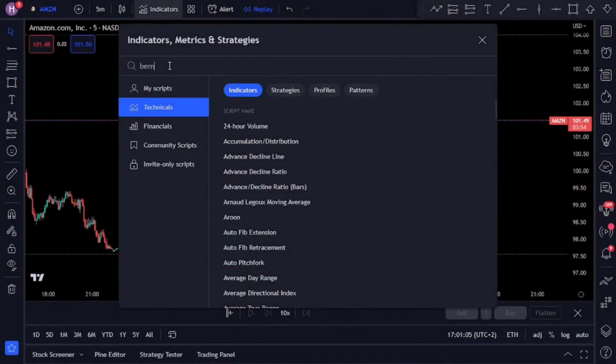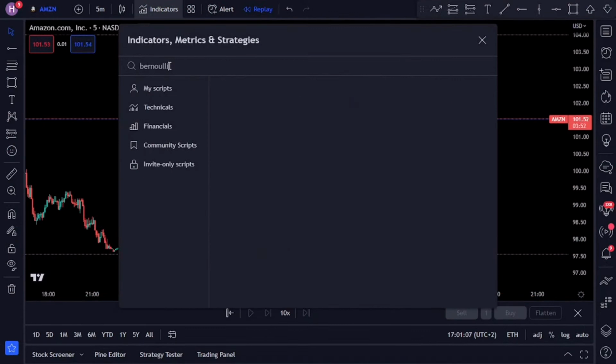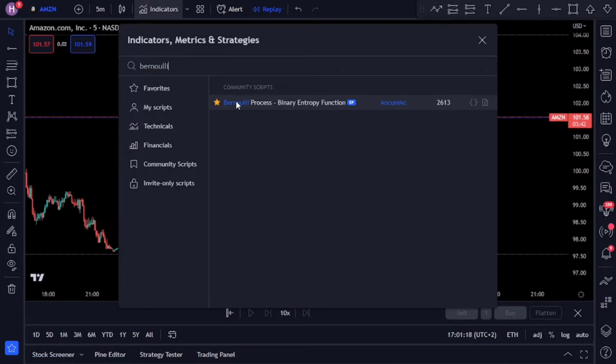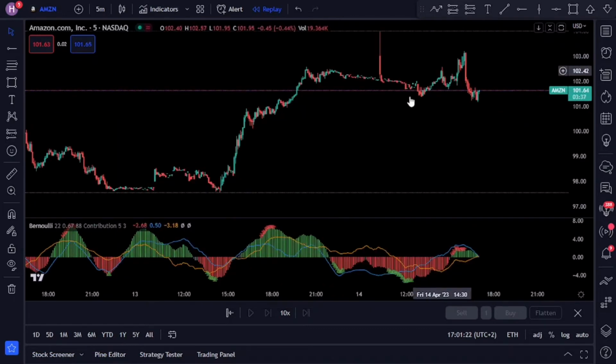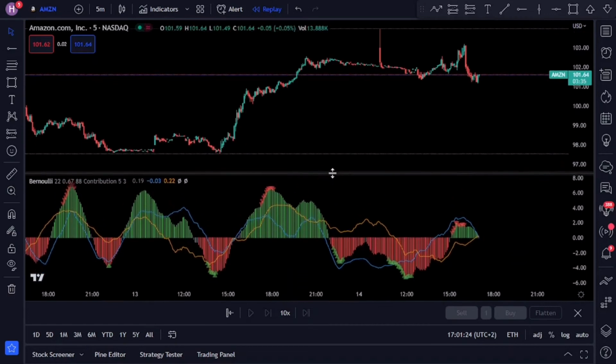Under the indicators tab on TradingView, we're going to search for the following indicator, which is the Bernoulli Process Binary Entropy Function Indicator by KOCURE, KC. The featured indicator is based on the Bernoulli process or binary entropy function.